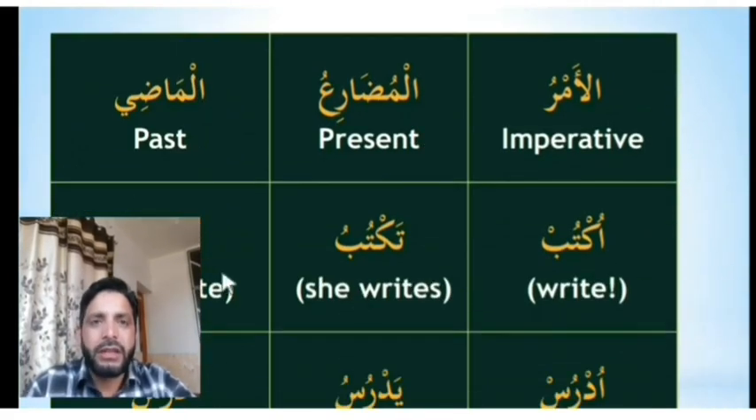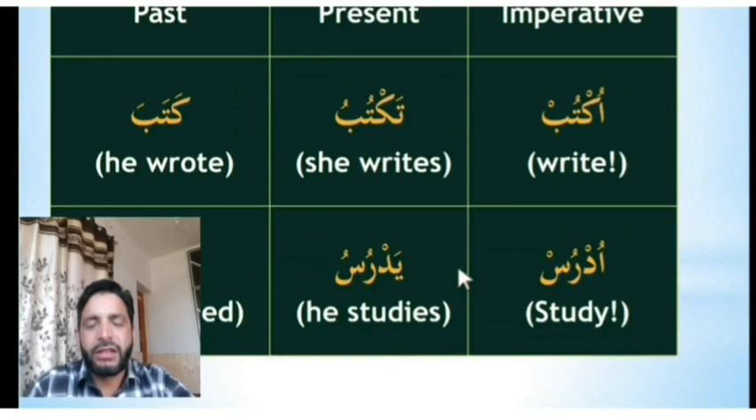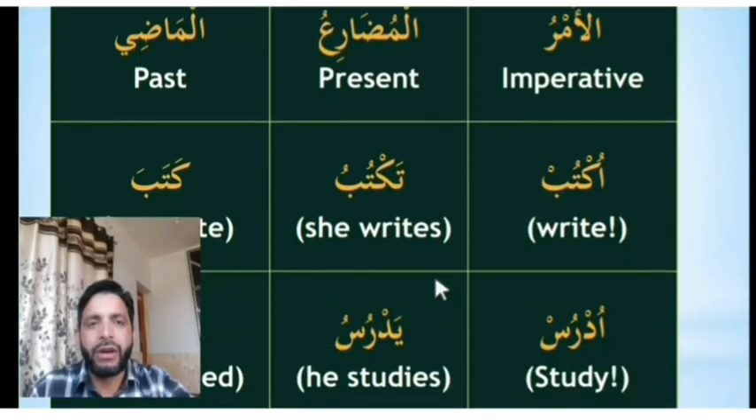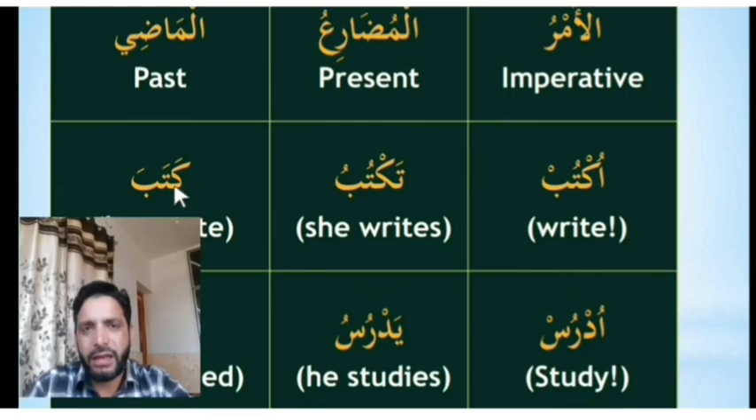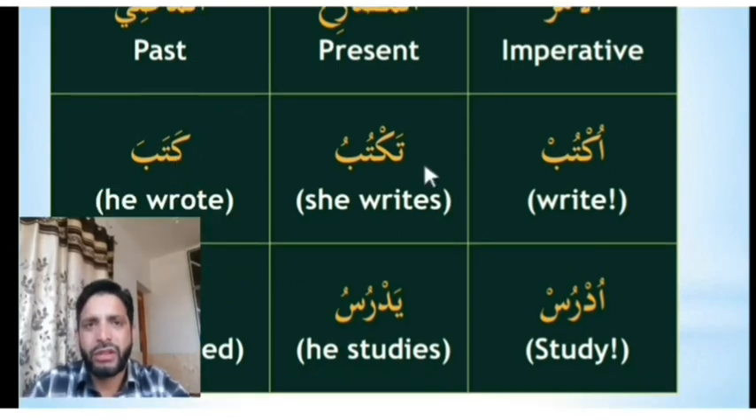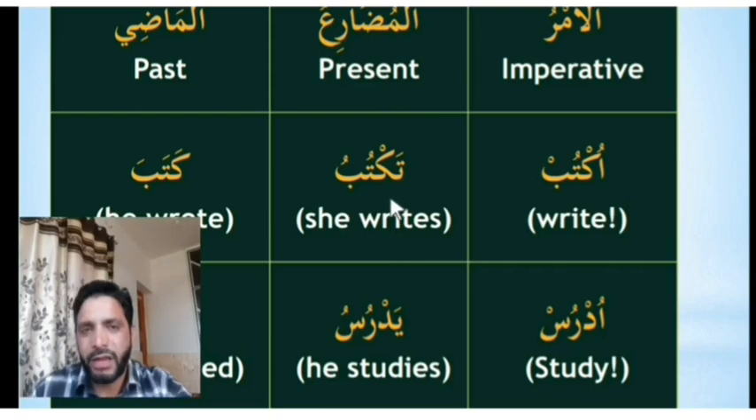Now here is a table. You can understand how we have changed a verb into all three forms. First is mazi, then we convert the same verb into muzari, then amr. Here is kataba. Kataba means he wrote. Yaktubu, he writes, or he will write, because in muzari you have both present and future meaning. And you can also say taktubu, meaning she writes, she is writing, or she will write. Then we have uktub, write. It's a fi'l amr, command.